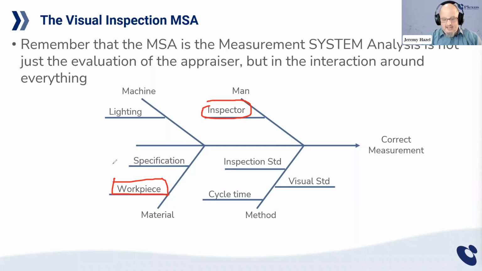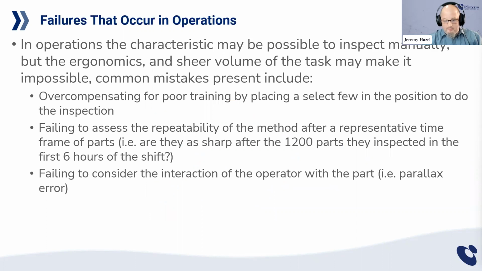Yes. So again, the inspector is qualified. The workpiece is, let's say, stable, but the action is in the interaction. So errors occur in APQP, and they also occur on the floor. So a couple of real life examples of this. The characteristic we're talking about is possible to inspect manually through visual means, but now the ergonomics and the sheer volume of the task may make it impossible.